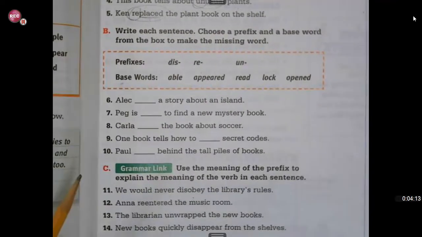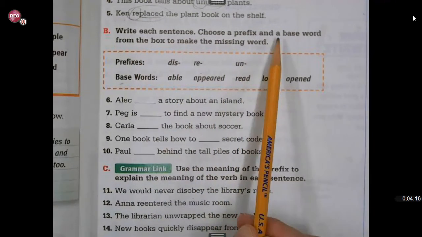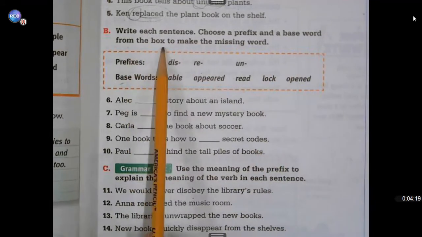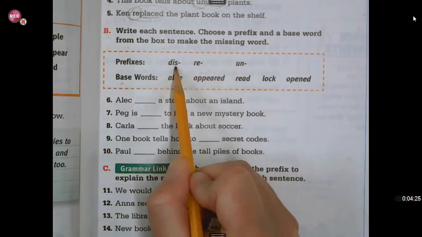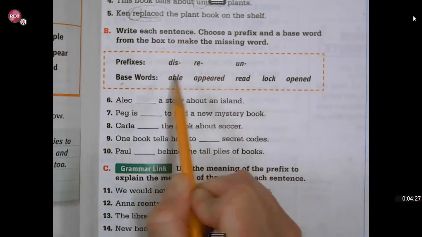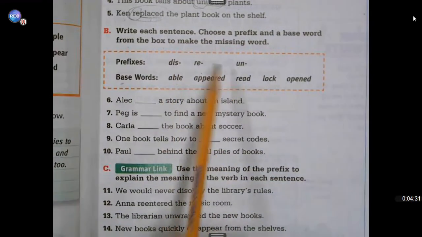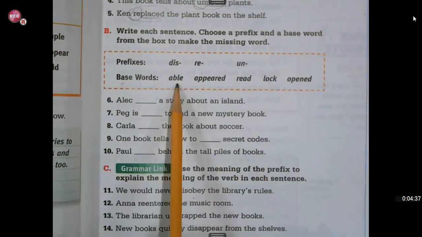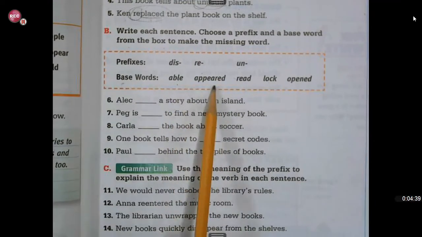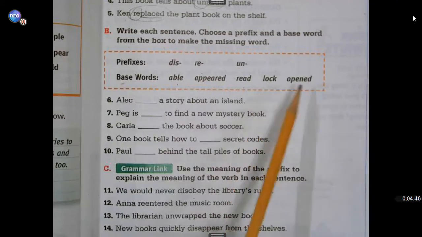Part B, the directions say, write each sentence. Choose a prefix and a base word from the box to make the missing word. So you're going to add one of these prefixes to these base words, and you can use the prefixes more than once if you need to, and create a new word for the words able, appeared, read or read, depending on how it's used in the sentence, lock, opened.